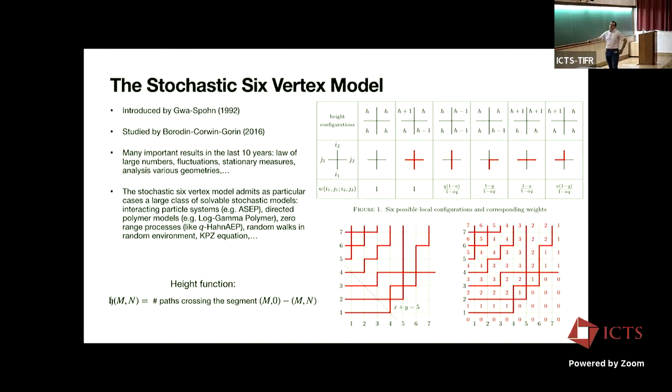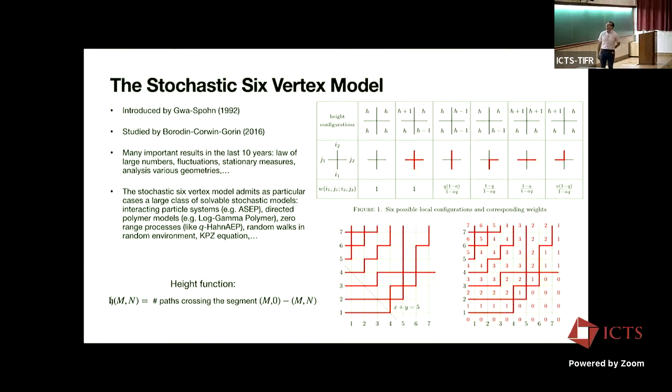It is clear that this is a stochastic Markov dynamics, a Markov chain on the configurations of paths, and we can continue updating this configuration for arbitrary times. Okay. Let me know if there are questions.